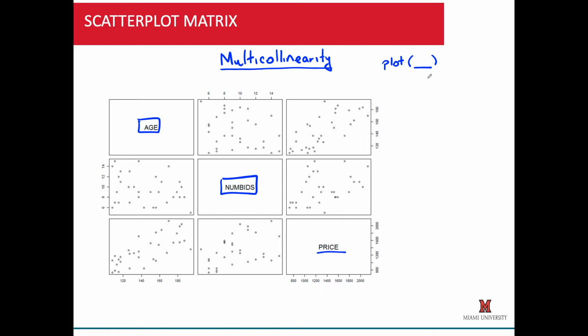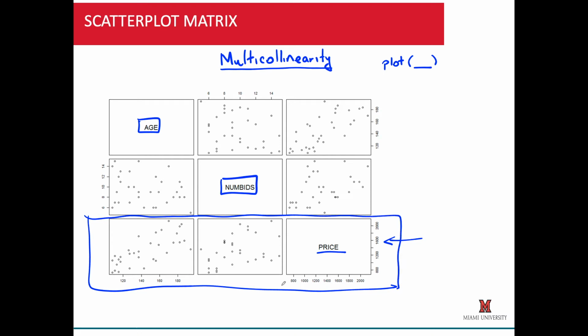And the way to read it is, for instance, if you want to see the relationship between the price, which is the response, and the predictors, you would look at either the row or the column. Ideally, you would want to place price on the y-axis, so you would want to see this row instead, which is placing the y value on the y-axis. So if you want to see, for instance, the relationship between price and number of bids, then this is the plot that you would want to focus on.